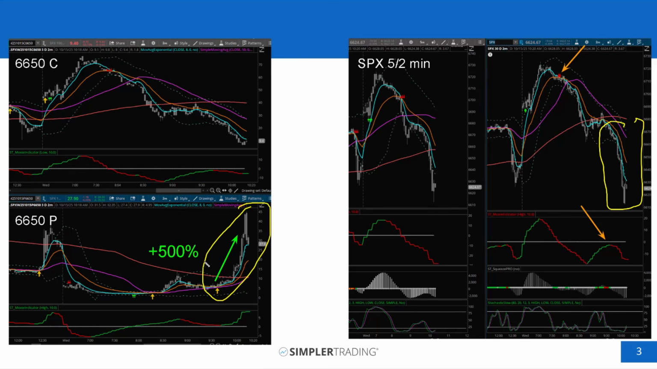And so we can see right here, this big down move has a corresponding up move for the put. You can see that from the entry down here to, I think it was about here, about 500%. Not too shabby, right? That's the kind of stuff that we're looking at: nice, big, fast day trades.